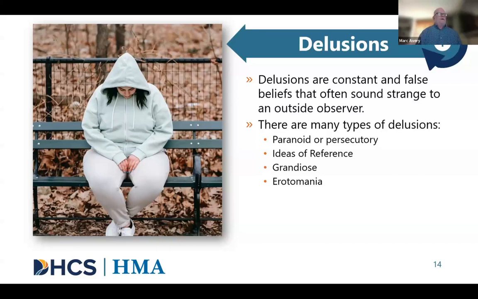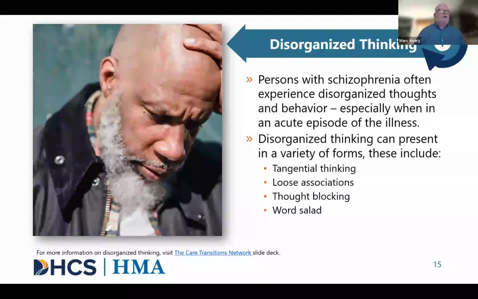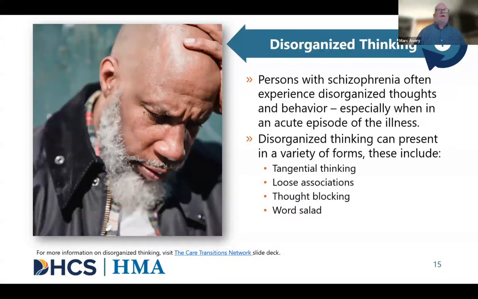Okay, the next symptom cluster I'd like to talk about is that persons with schizophrenia can often experience disorganized thoughts or behaviors, especially when in an acute episode of the illness. During these times, persons may have difficulty organizing their speech into logical sentences or staying on topic, and they need to do that in order to get their basic needs accomplished, such as dressing appropriately each day for the weather or preparing food or arranging for food.